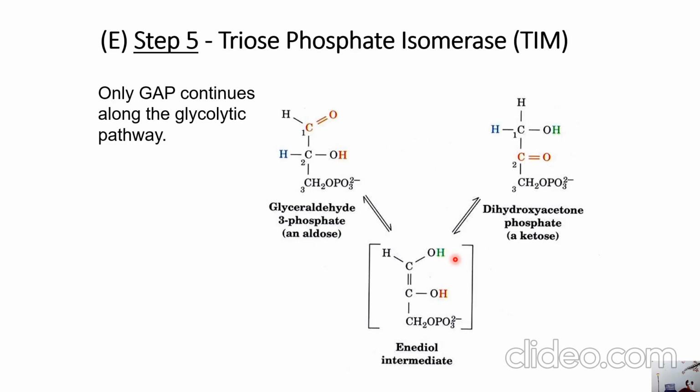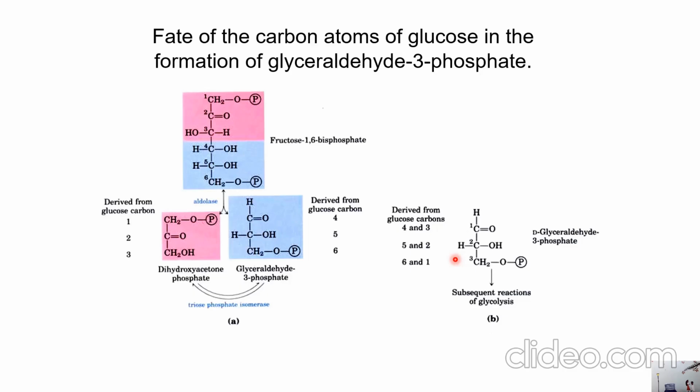Next step, triosephosphate isomerase. Only GAP continues along the glycolytic pathway. Dihydroxyacetone phosphate is the ketose and glyceraldehyde 3-phosphate is the aldose. Now the fate of the carbon atoms of glucose in the formation of glyceraldehyde 3-phosphate. In the case of dihydroxyacetone phosphate, these are all derived from the glucose carbons.